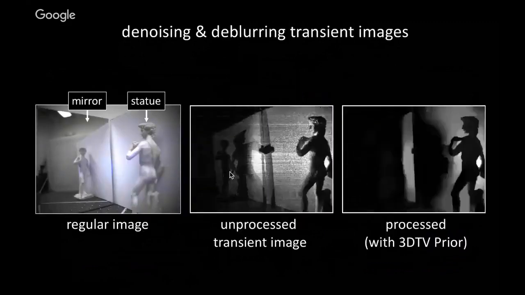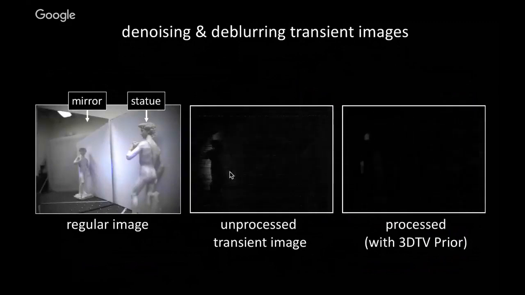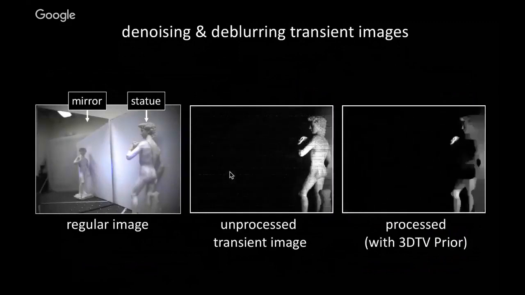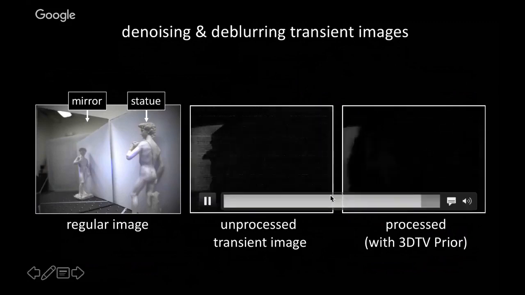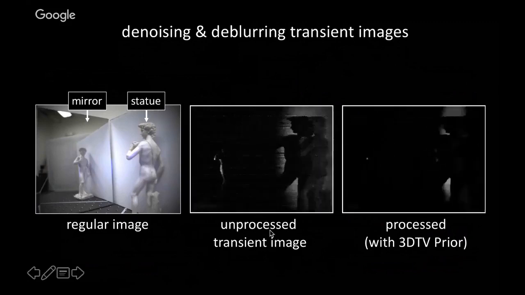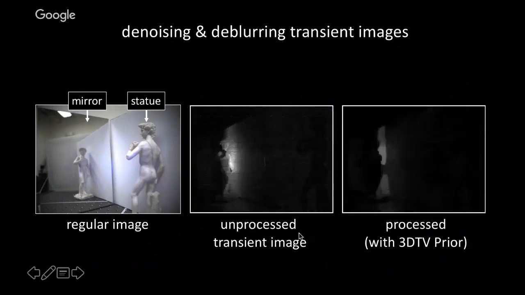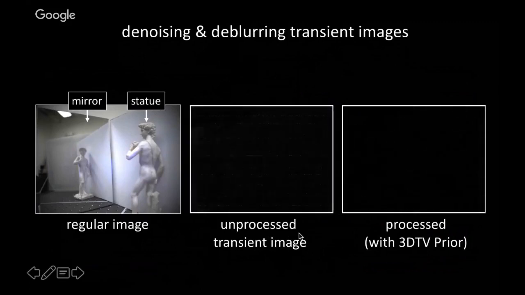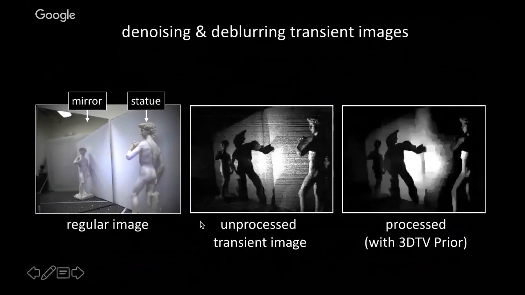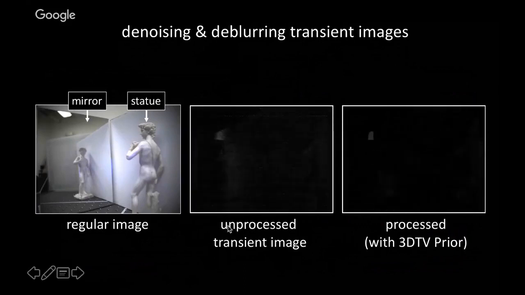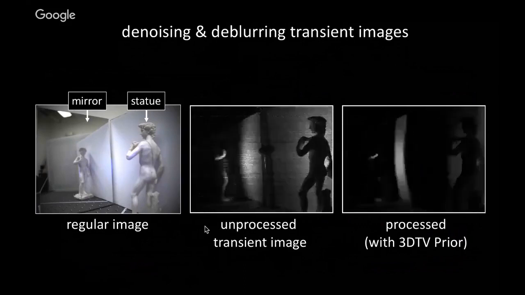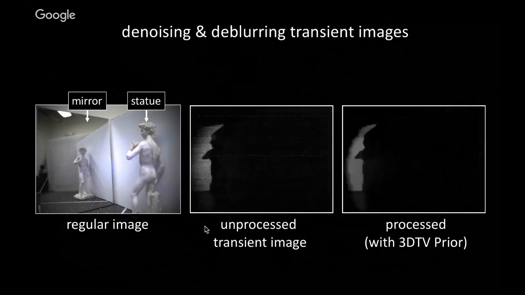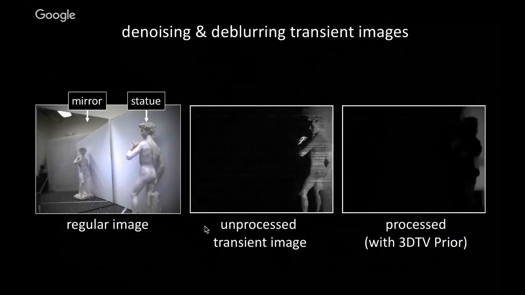Now, these are video sequences that were captured on the order of about a minute in this case. And even with about a minute of exposure time, you still have quite a bit of noise in the unprocessed measurements shown here. So we had been exploring ways to try to denoise and de-blur the measurements here. As I mentioned before, the pulses here are about nine centimeters in length. And you get fairly noisy measurements.